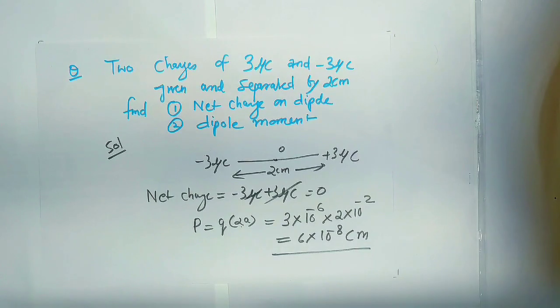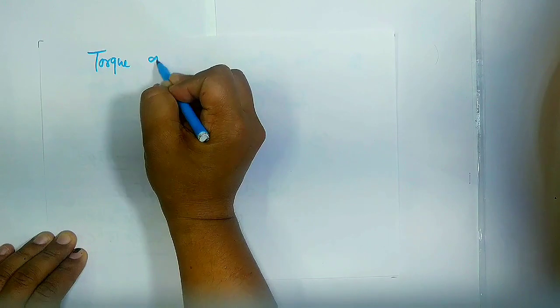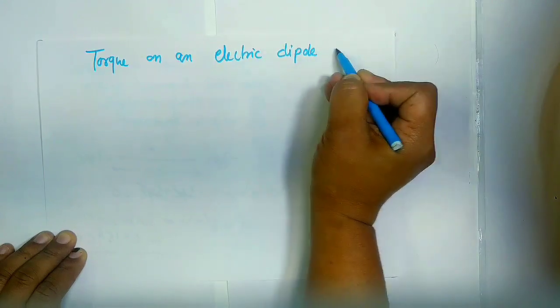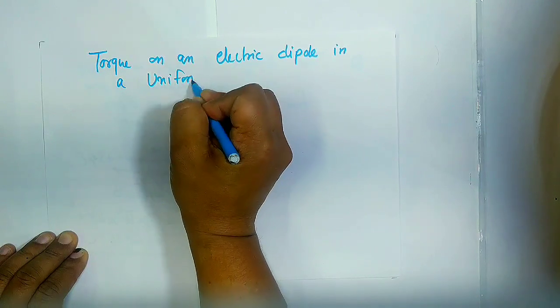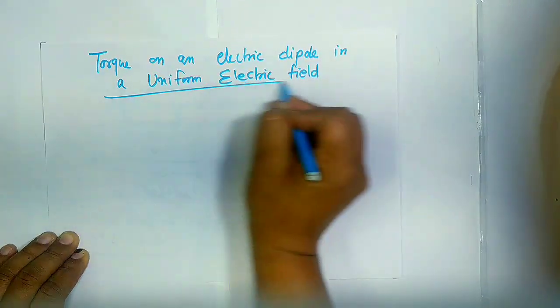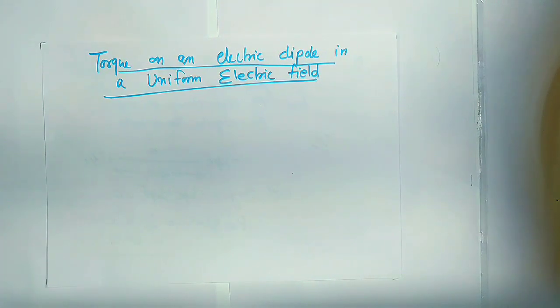And now what happens if any dipole is placed in a uniform electric field? So there's first derivation based on this. Torque on an electric dipole in a uniform electric field. Remember, uniform electric field, equidistant parallel lines. So you can calculate the torque on the dipole in the uniform electric field. What is that?